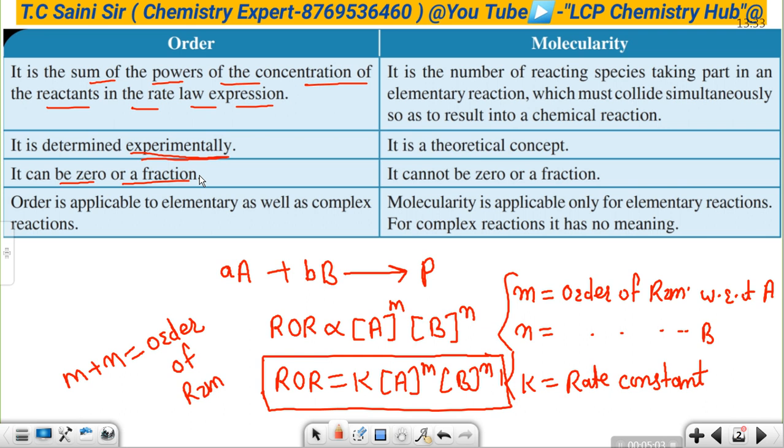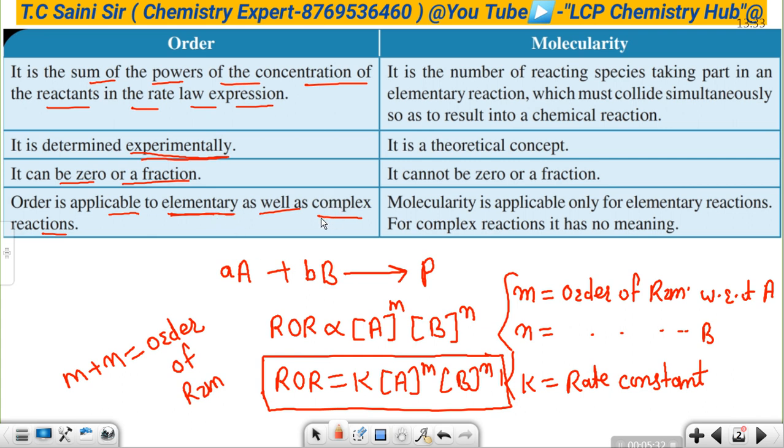The fourth point is order of reaction is applicable to elementary as well as complex reactions. What is the meaning of elementary reaction? Elementary reactions are those reactions which are completed in a single step. Then the reaction is known as an elementary reaction.